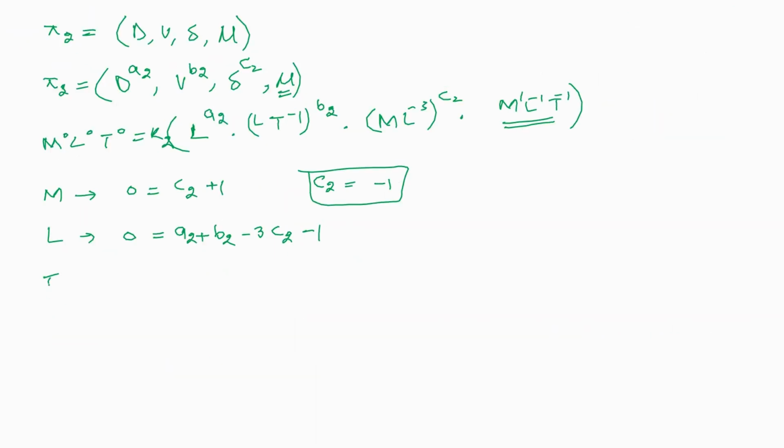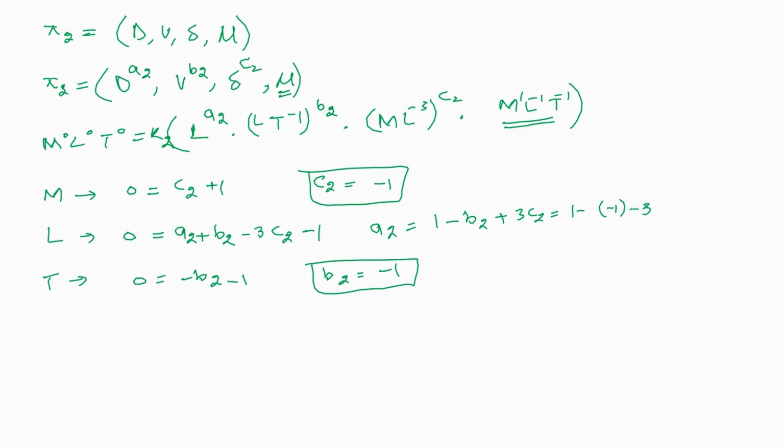So the answer will change. And for comparing T, T is 0 here, and on the right side this is minus b2, and here it is minus 1. So from this b2 is equal to minus 1. And what will be a2 here? a2 will be equal to this minus 1 will become plus 1 on the other side, minus b2 plus 3c2. So we'll put the value of b2 and c2. 1 minus b2 is minus 1, and plus 3 into c2 is minus 1. So it will be 1 plus 1 minus 3. It will be equal to minus 1. So the value of a2 is equal to minus 1.